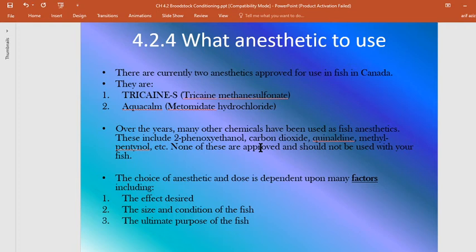The choice of anesthetic and dose depends upon many factors, including the effect desired, size and condition of the fish, and the ultimate purpose of the fish. So bukan semua jenis anesthetic is suitable for all conditions. Ada sesuatu condition yang kita boleh guna sama ada tricaine atau Aquacalm or clove oil.